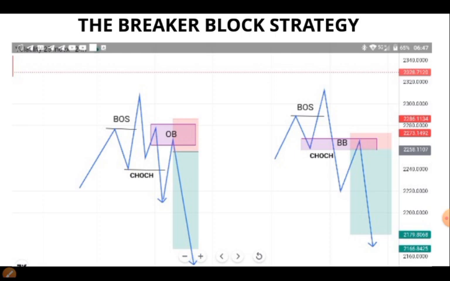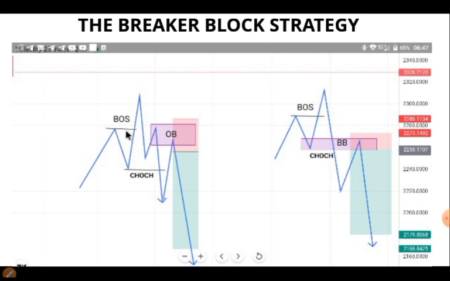Okay, so let's go straight into the concept of breaker block. Before I begin to talk about breaker block, first of all, you need to understand market structure, because it is from market structure that you get this breaker block. So when you see price moving in an uptrend, you're going to see it breaking the structure highs.